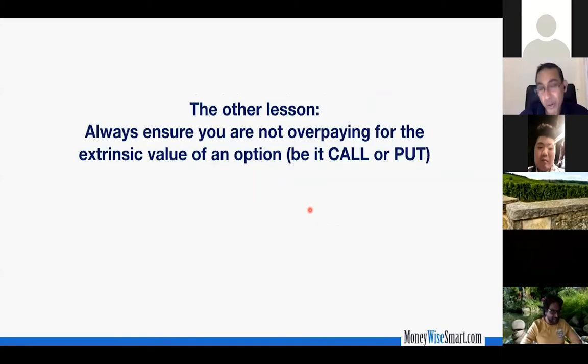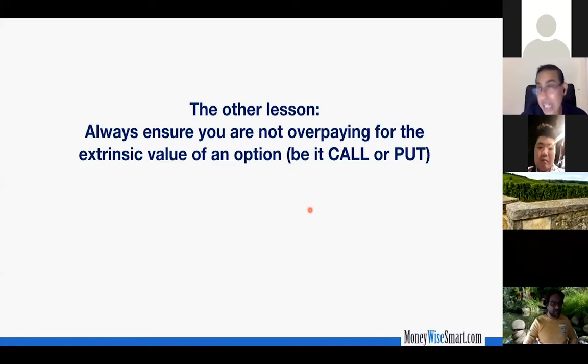Okay, before getting into that, let me give you another lesson, which is always ensure you are not overpaying for the extrinsic value of an option, be it a put or be it a call. There are times when buying an option is a sensible thing to do, but always, always ensure that you're not overpaying.